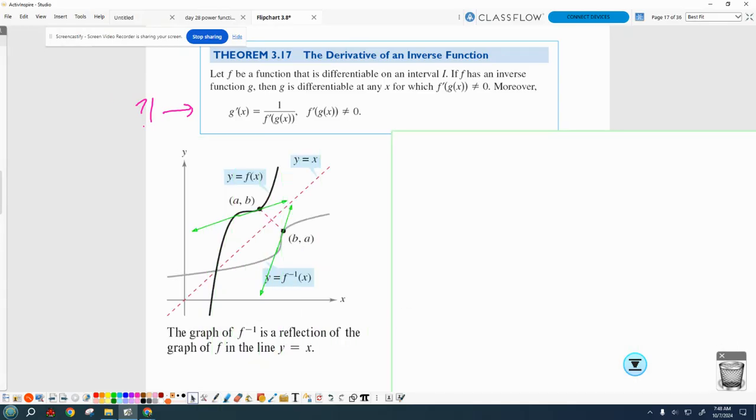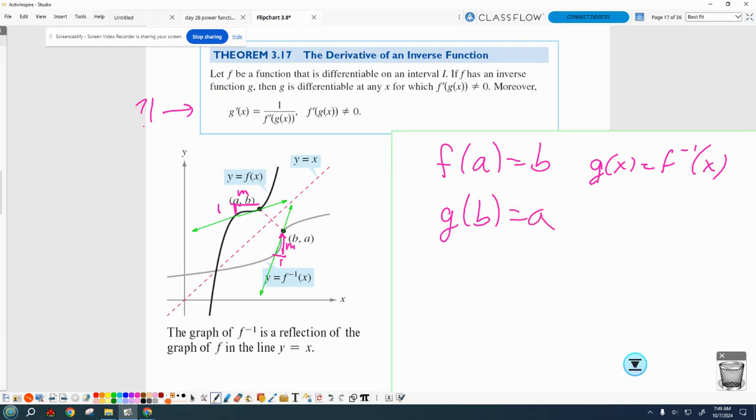The way I look at these, the rise and the run, the y's and the x's, they trade places. The function at A is B. So the inverse at B is A. I always write those two things out.